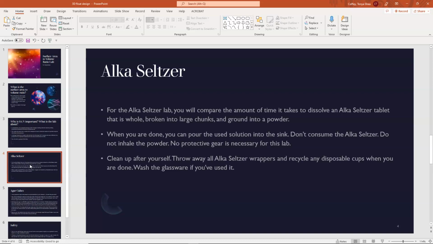Now when you're done with this lab, it's just Alka-Seltzer and water. You can pour the used solution in the sink. Just don't be silly, and don't eat the Alka-Seltzer or drink the Alka-Seltzer solution. Don't inhale the powder, and I'm not going to require any protective gear for this lab. When you're done, make sure to clean up after yourself. Throw away all the Alka-Seltzer wrappers, recycle any disposable cups, and if you've used glassware instead of disposable cups, please wash it.